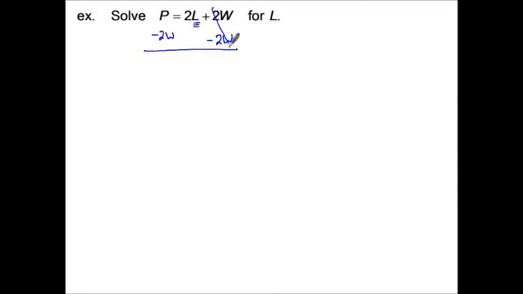Alright, now again, the whole point is those two guys cancel, so I'm left with a 2l over here on the right. And on the left, again, I've got this situation where I've got different letters, so there's really nothing I can do other than recopy them in the order that they are. P minus 2w.